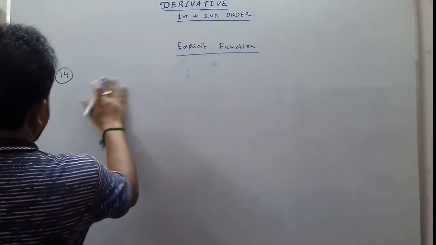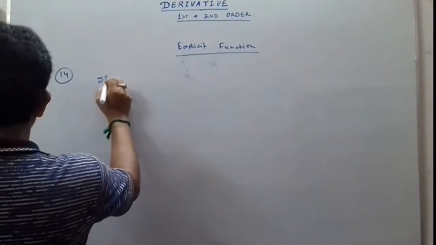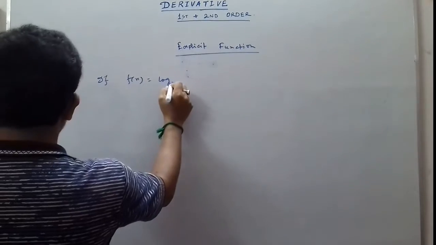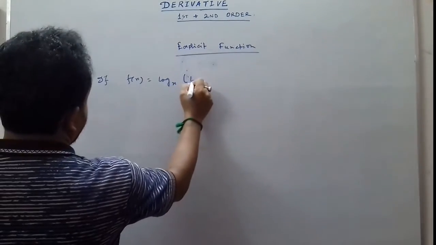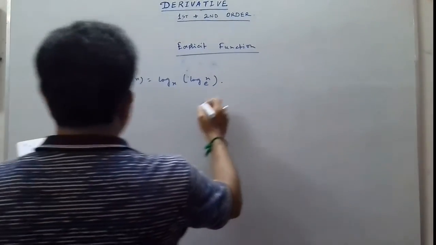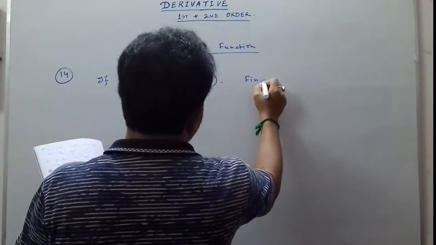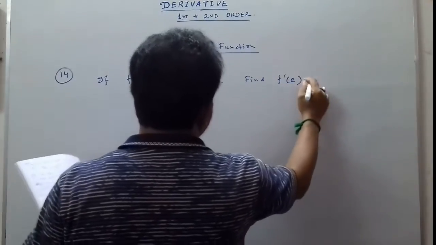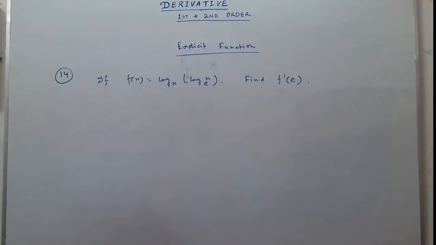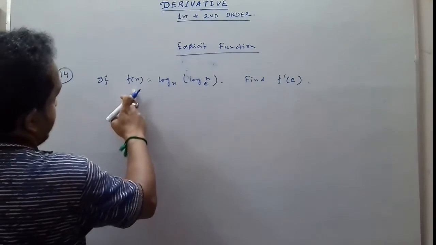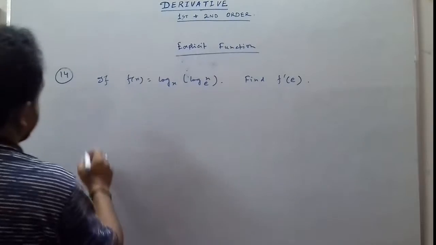If f(x) is equal to log base x of log x base e, find f'(e). We have to find out f'(e). We have given f(x) is equal to this function.